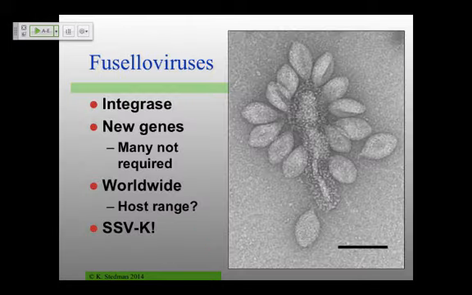To review these Fuselloviruses: they've got an integrase, which actually they don't need. They've got lots of genes in their genome that don't look like any other genes in databases other than some other SSV viruses, but it turns out a lot of them we don't need. You find these all over the place. There's no correlation whatsoever between host range and where these guys are actually from, kind of a bummer, that was our hypothesis. And this SSV from Kamchatka, the one that's slightly elongated, seems to be infecting more or less everybody.